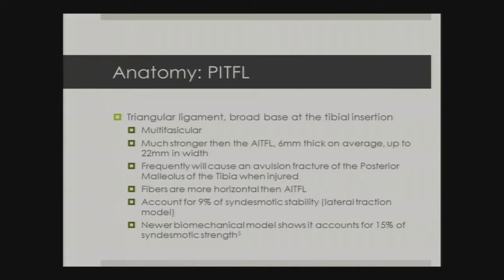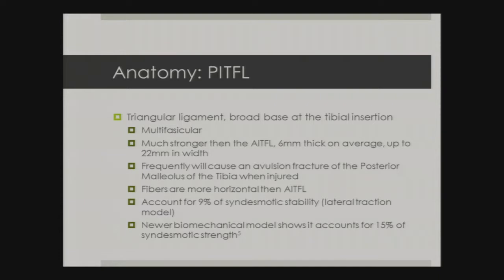It averages about 6 millimeters thick and up to 22 millimeters in width at its widest point on the tibia. It can frequently cause an avulsion fracture off the posterior malleolus that we frequently see in trimalleolar ankle fractures. The fibers are more horizontal than the AITFL, and this also relates to its stability in the syndesmosis.